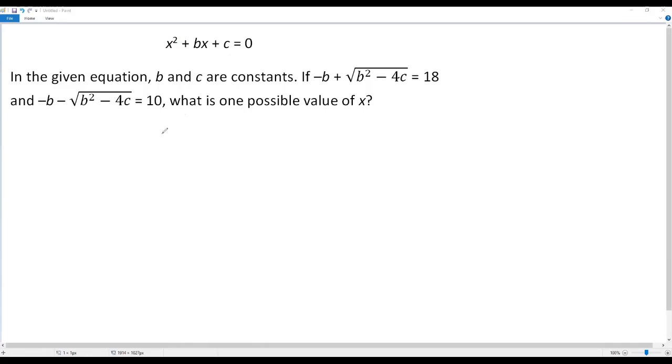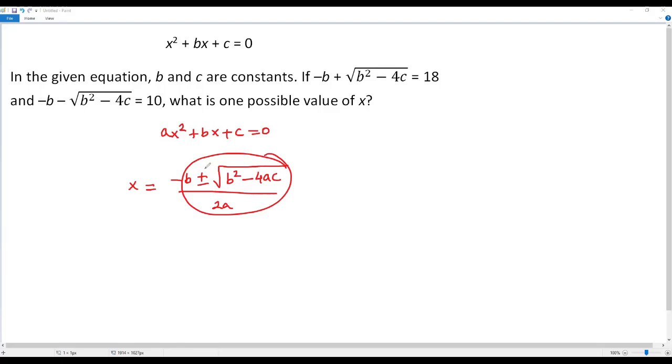Okay, now let me consider a quadratic equation in standard form, that is ax squared + bx + c = 0. If I want to solve this quadratic equation for the values of the variable x, I have the quadratic formula, that is x = -b ± square root of b squared - 4ac, divided by 2a. I can use this formula to get the two values of x in the quadratic equation. Now let's compare the quadratic equation in standard form and the given quadratic equation.